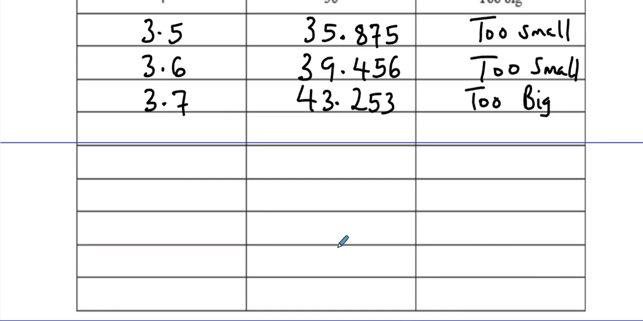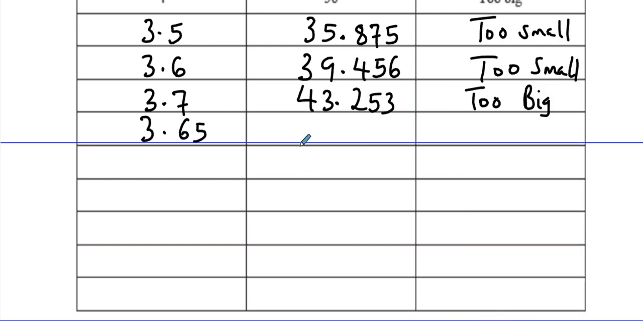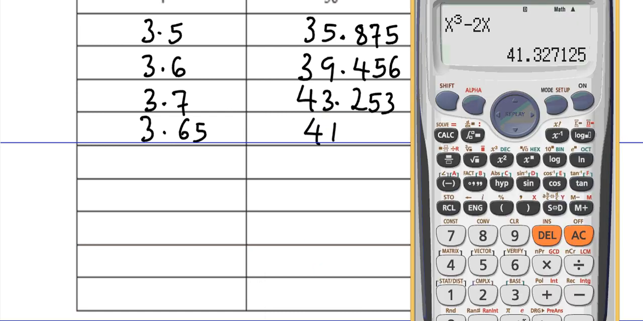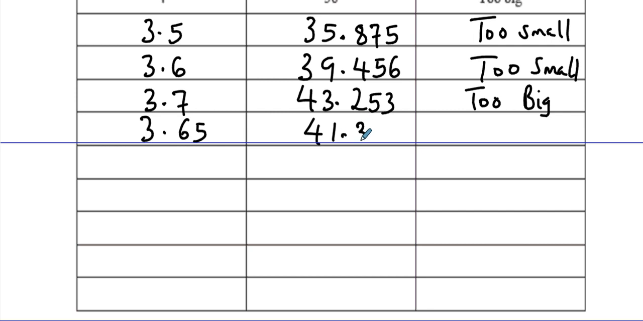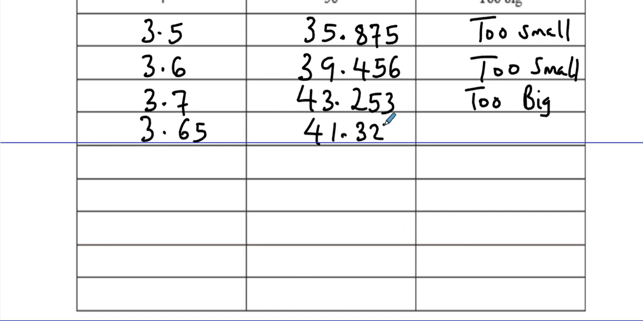So when you try 3.65, put it over here, 3.65. Try it using a calculator. We are getting the number which is bigger than 40. So we are getting 41.327125. Okay, what does this suggest? This suggests that this answer is too big.